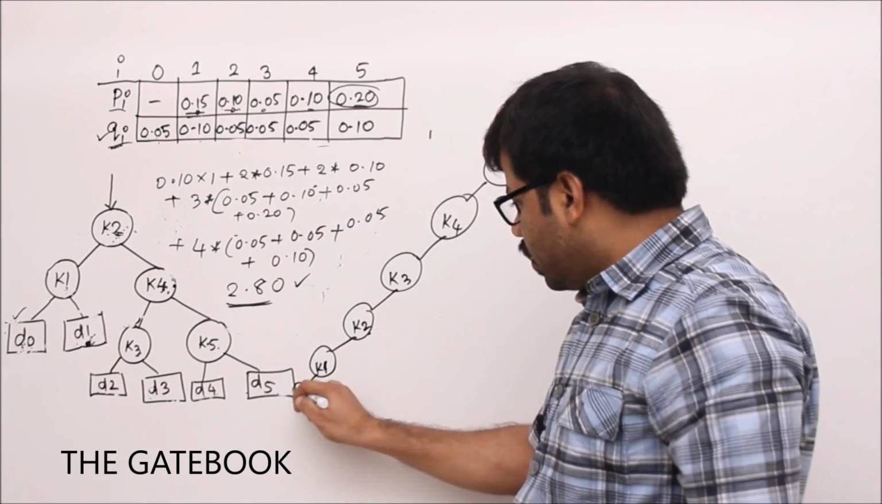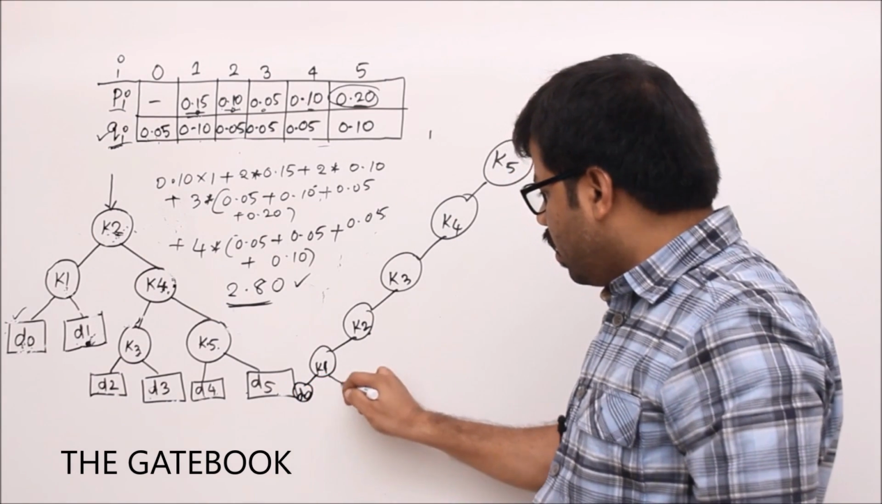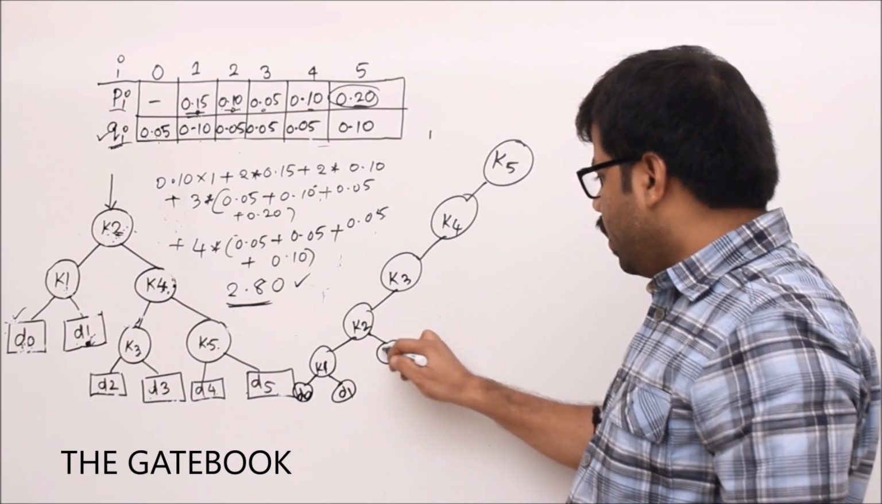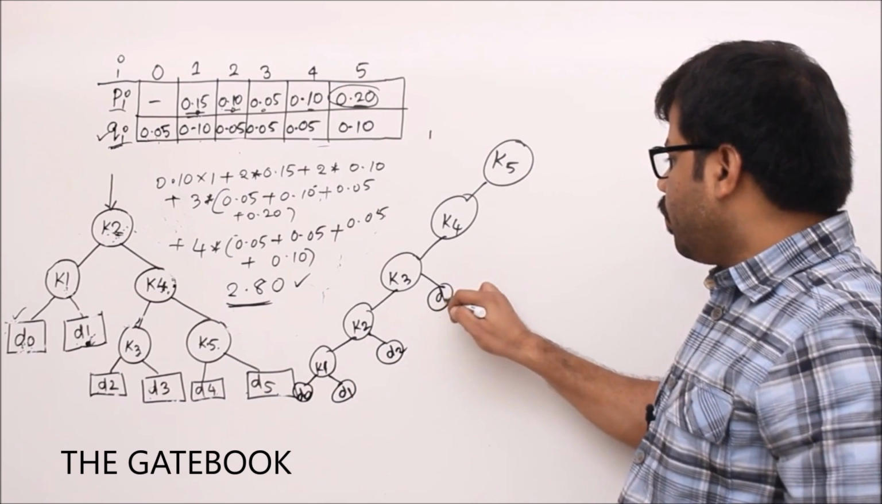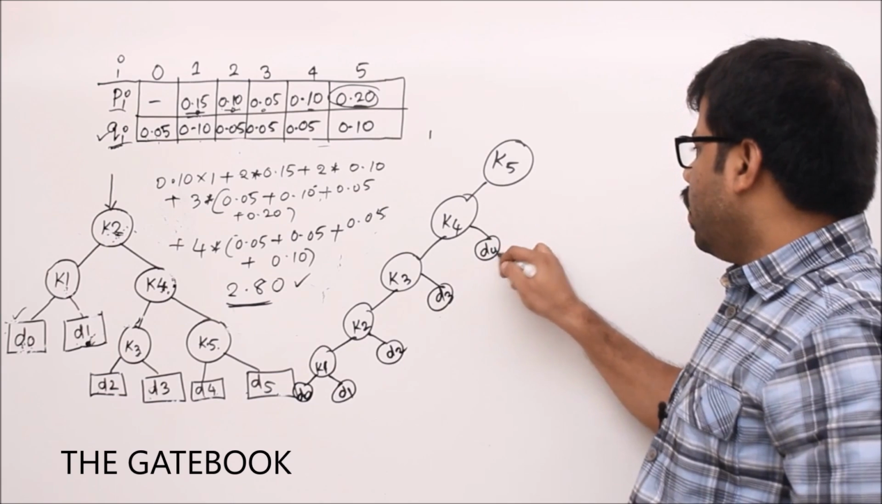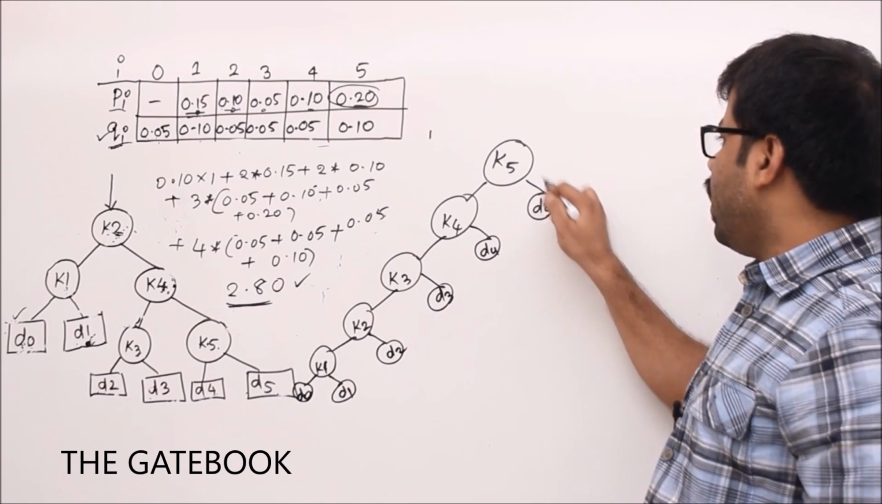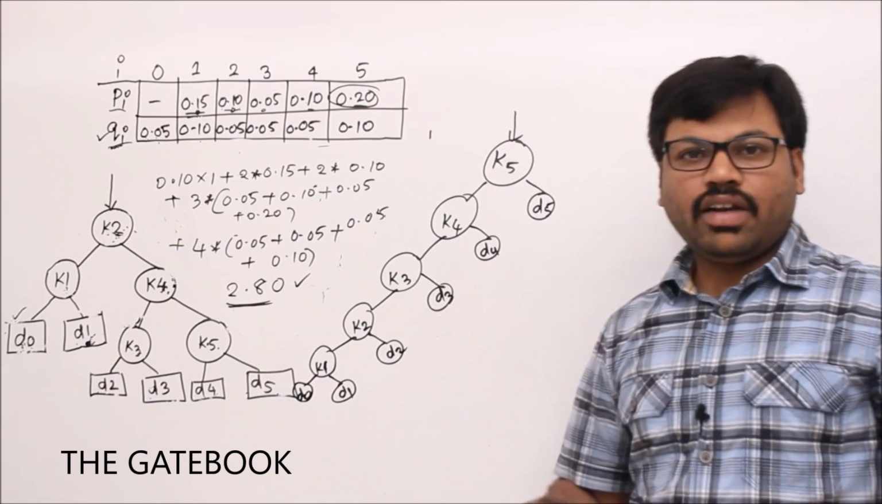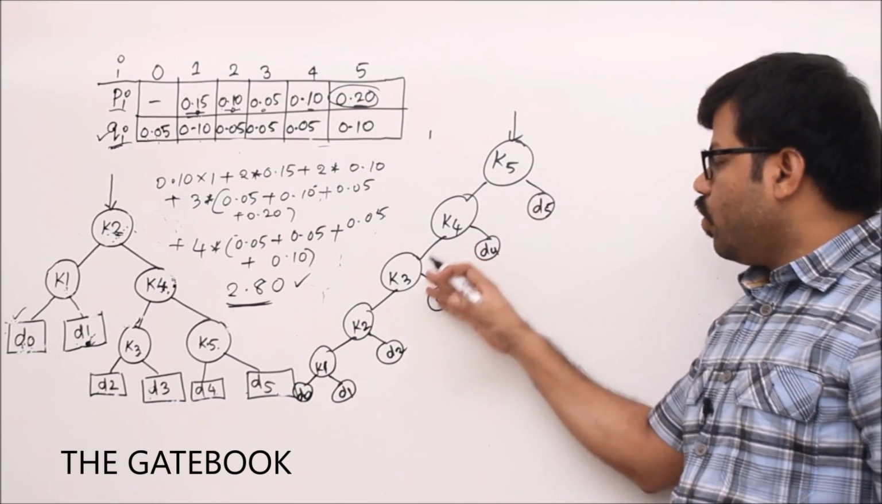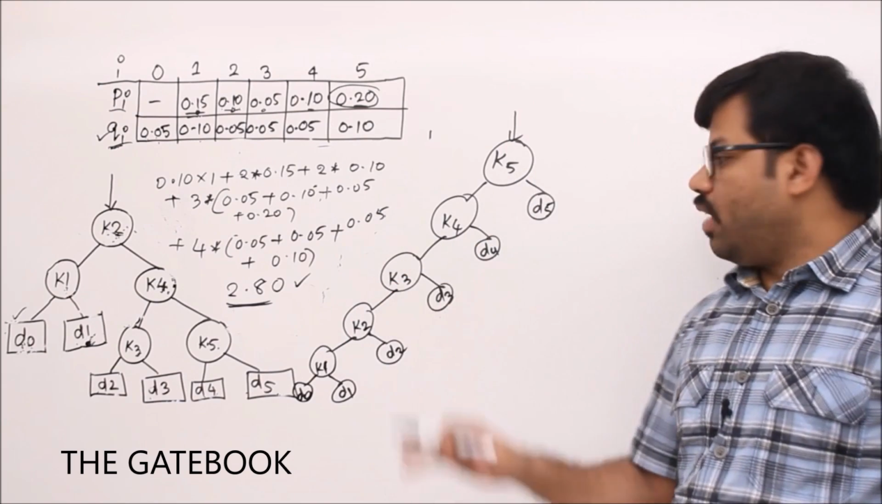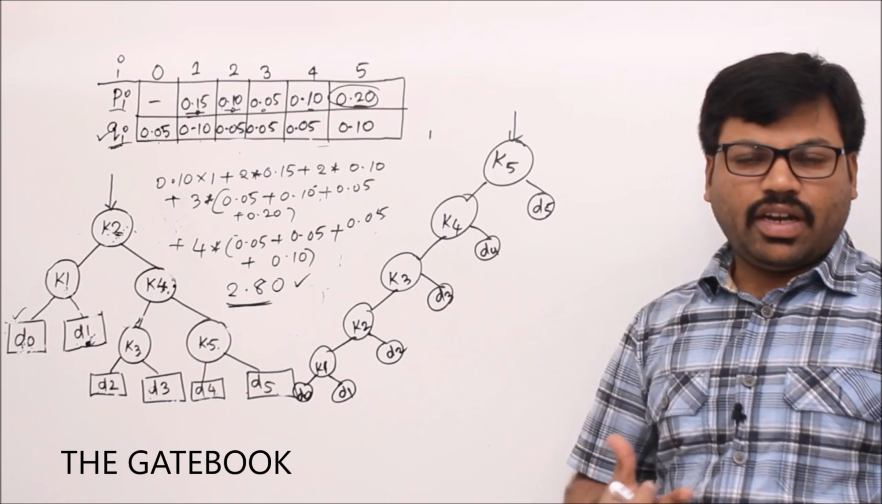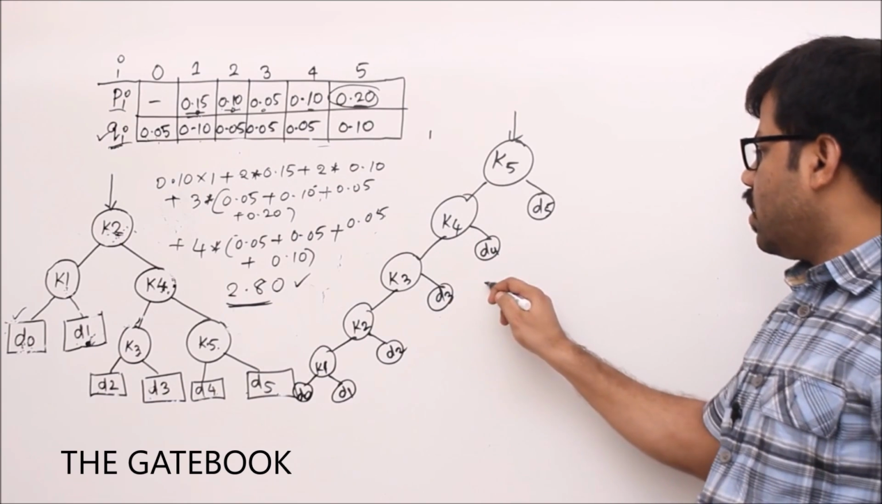We'll see the dummy nodes here. One dummy node here D0, then D1, and here D2, here D3, and D4, D5, right? So my strong feeling is it might not work, right? To get the benefit of K5, you are losing the benefits of K4, K3, K2, K1, right? Now let's see the cost of this one.